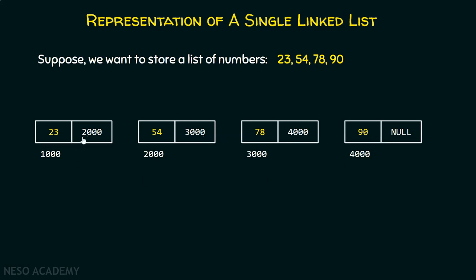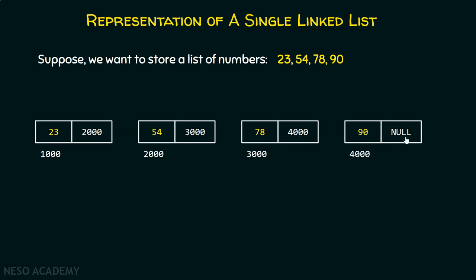You can see that the first node contains this address, that is 2000, which is the address of the second node of the list. Isn't that so? From the first node, I can easily reach the next node if I have this address. That is why I have stored this address over here. From the second node, I can easily reach the third node because the address stored here is 3000, which is the address of the third node of the list. And the third node contains the address 4000, which is the address of the last node of the list.